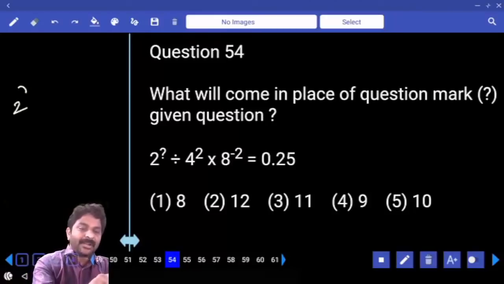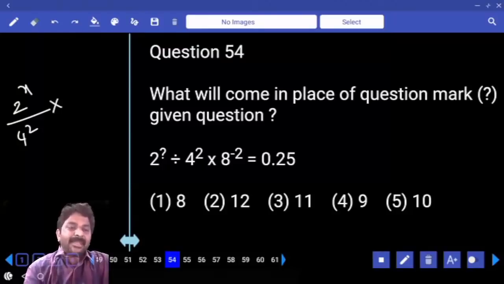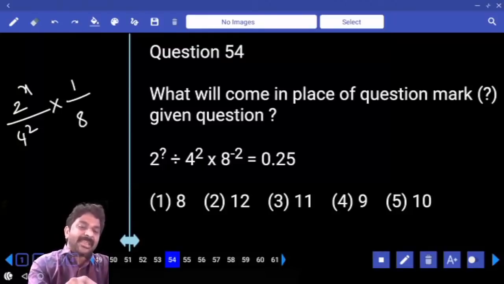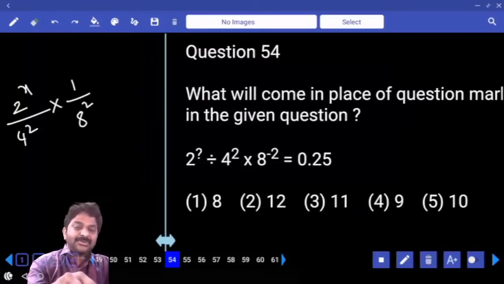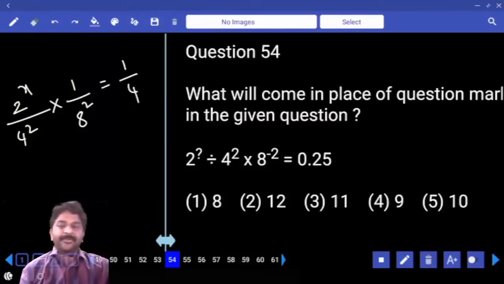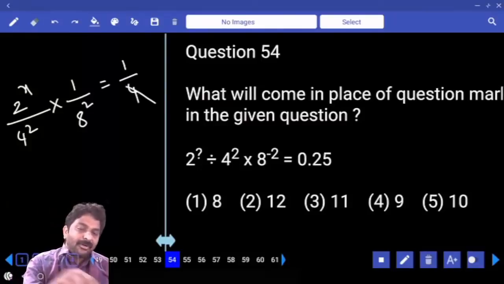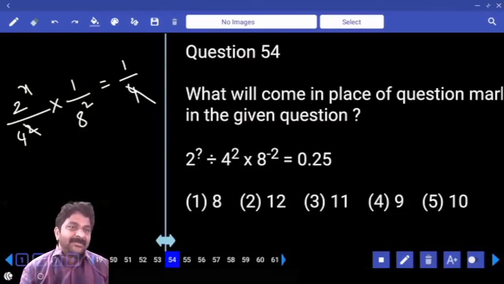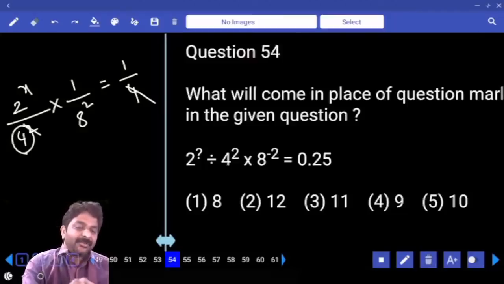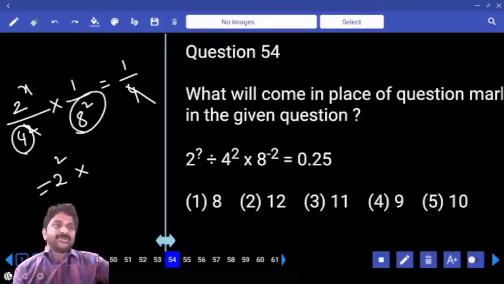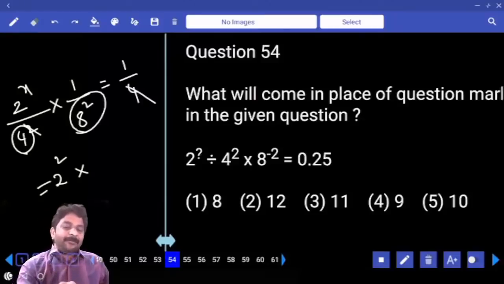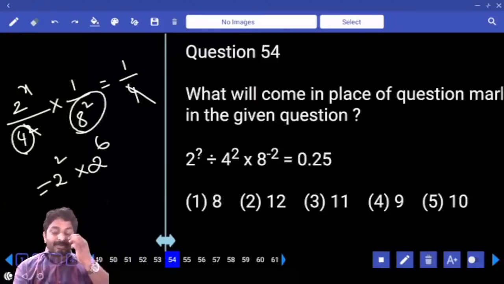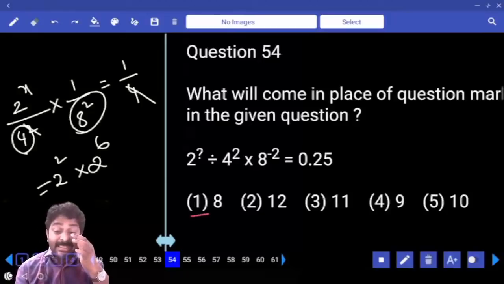Right. So 2 power x by 4 square into 8 power minus 2. Can we write it as 1 by 8 square? Is equal to 0.25. Can I write it as 1 by 4? Okay. 4 and square in 4 gets cancelled. 4 goes to the other side, that is 2 square only, into 8 can be written as 2 cube, 8 square we have, 2 cube to the power of 2, that is 2 power 6, 2 square into 2 power 6, that is answer 2 power 8.